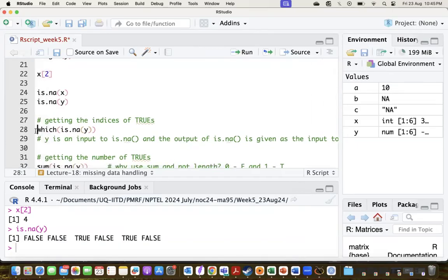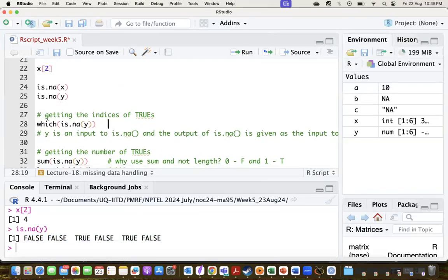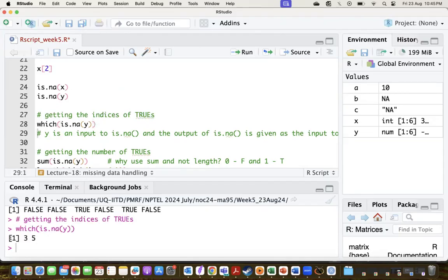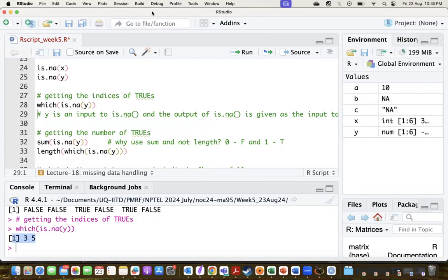So this is like a nested function. I'm feeding y to is.na, and the output, which is in the form of TRUEs and FALSEs, I'm feeding to the which function. What that does is give me where all it is TRUE, and that's exactly what I wanted. So if I run this, I get the output 3 and 5. If you won't be asking questions, I'm going to assume you understand this. In case it's not clear, just let me know.